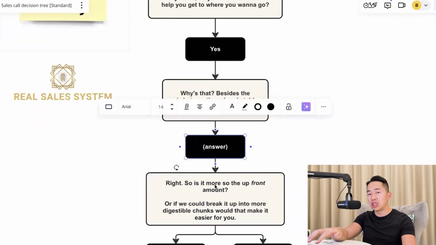Now, objection handling isn't really about opening more doors. Objection handling is about closing all the other doors. That way, they only have one way to exit, which is the sale.